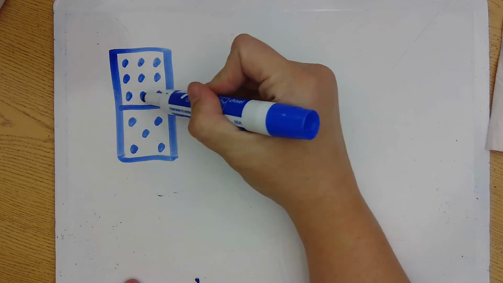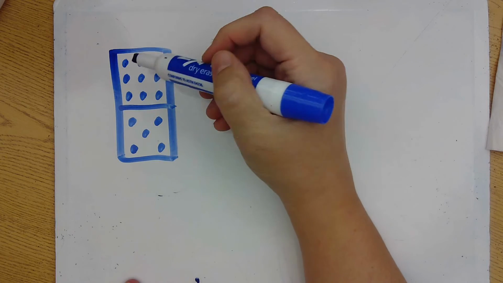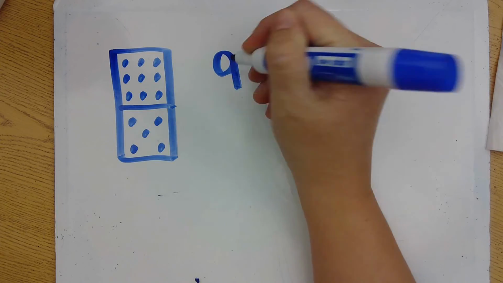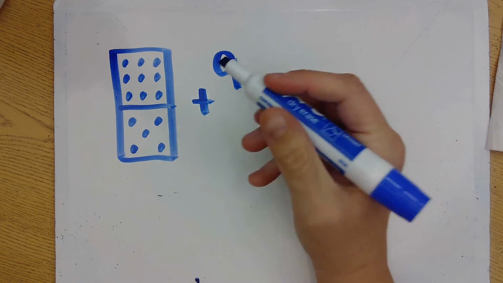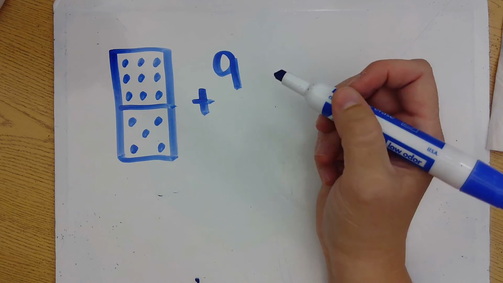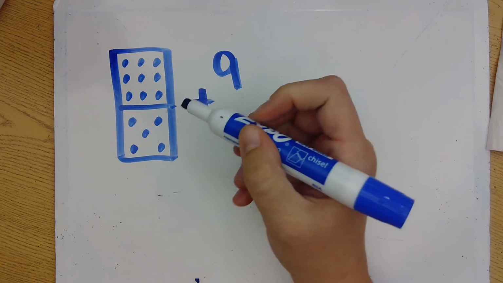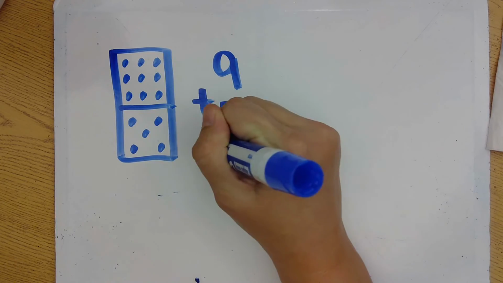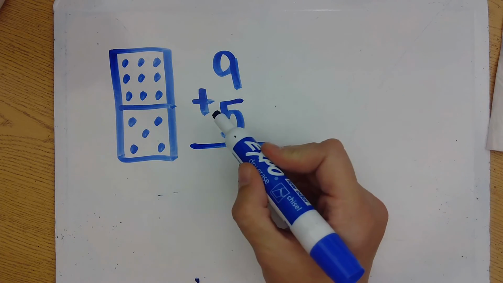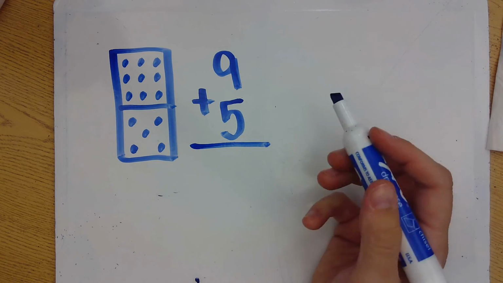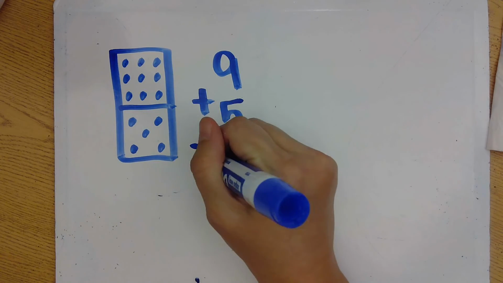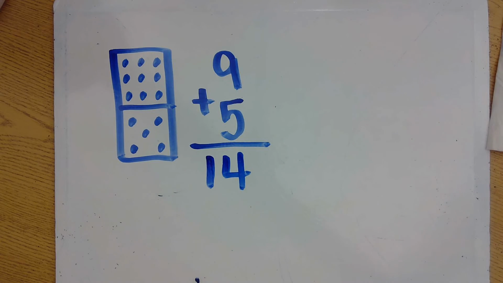So in the top of the domino, I have 3, 6, 9 dots plus, remember, since my domino is drawn vertically, I can write my number sentence vertically as well. 9 plus 5, when I draw this line, that means equals. 9 plus 5 equals, what did you get for that? If you said 14, you would be correct.